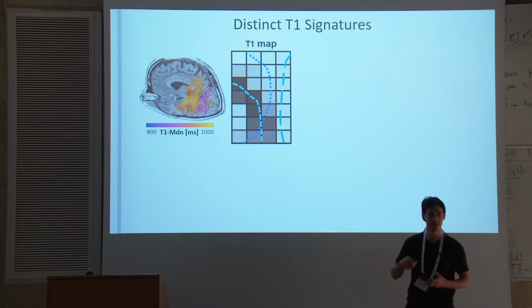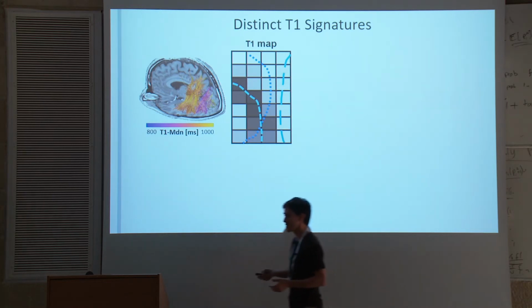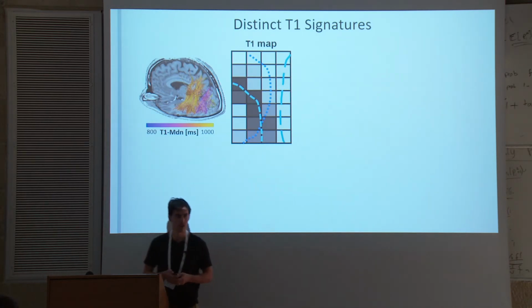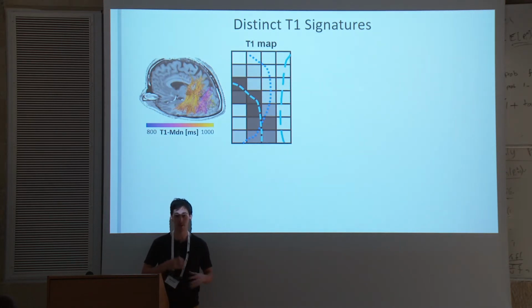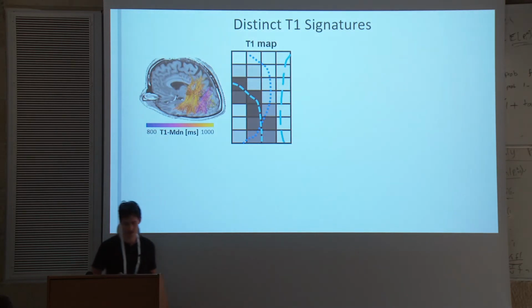Each one of them has a distinct and unique T1 signature. And hopefully we can use this signature to delineate the VOF. So I'll just briefly say that there are methods to find the VOF. They're based on spatial criteria. So we're trying to find ways to use microstructure instead of heuristic macrostructure.